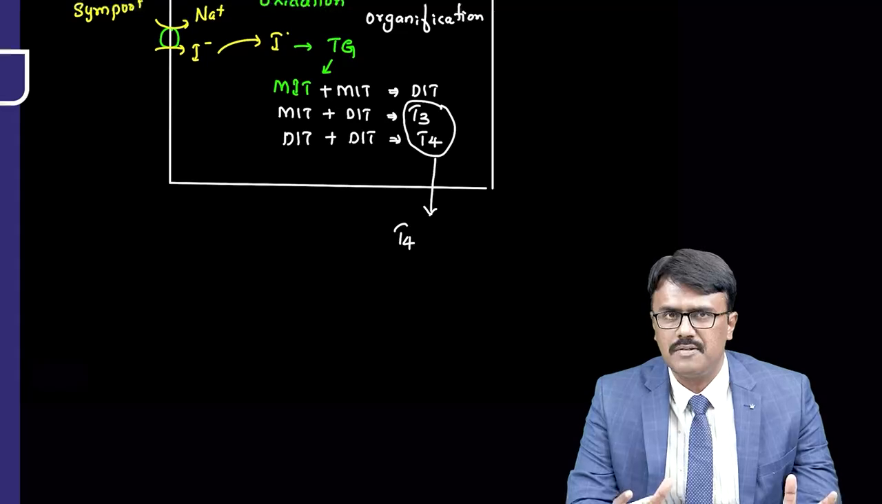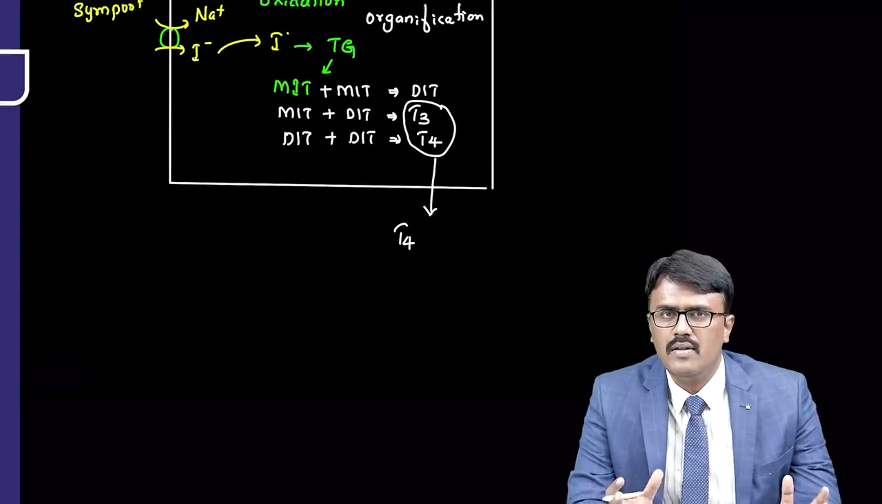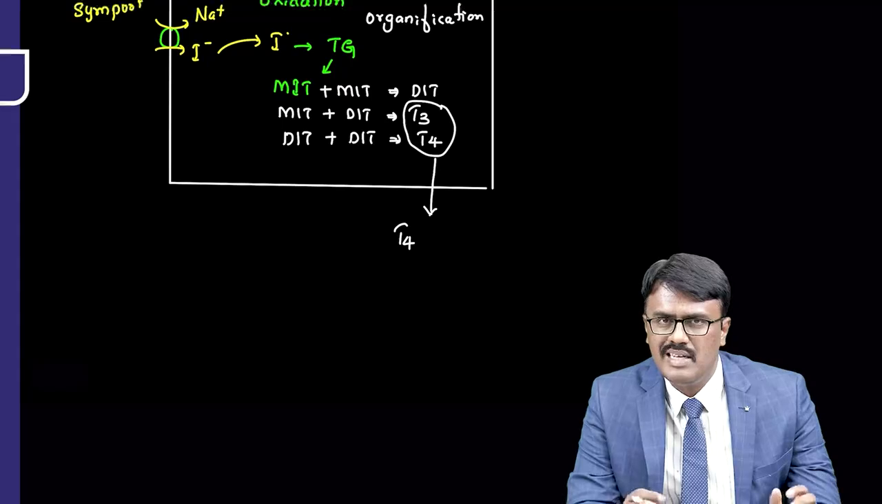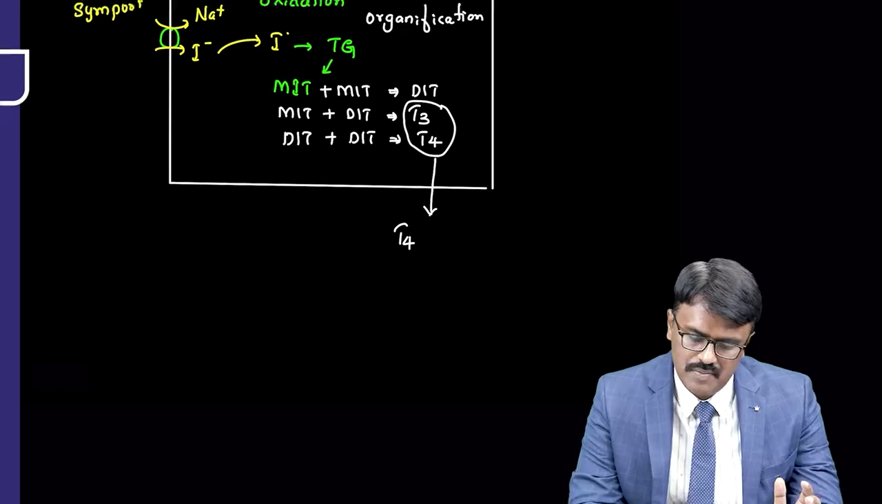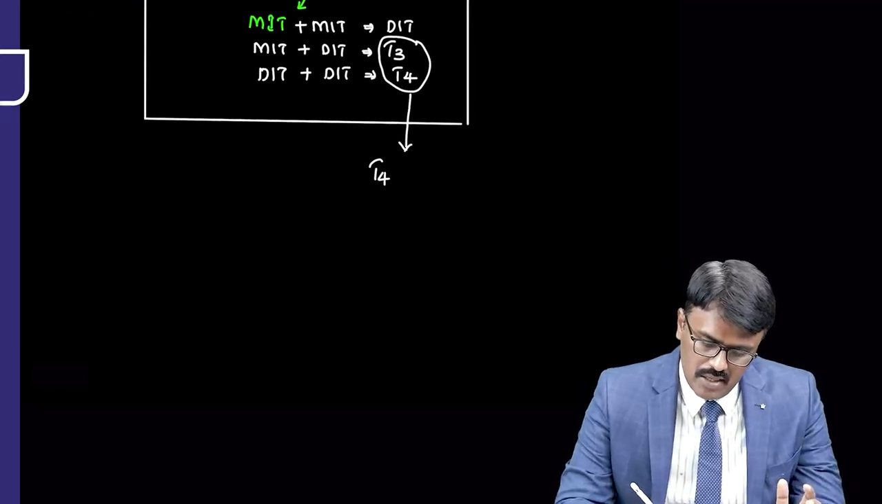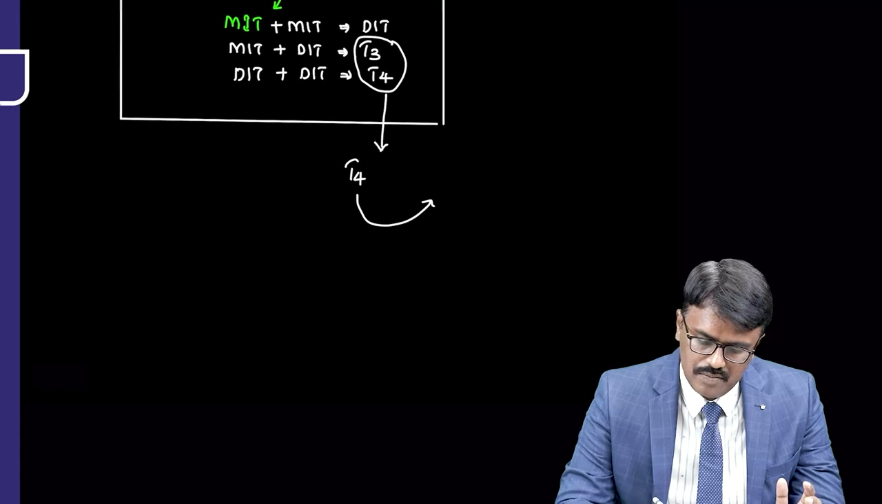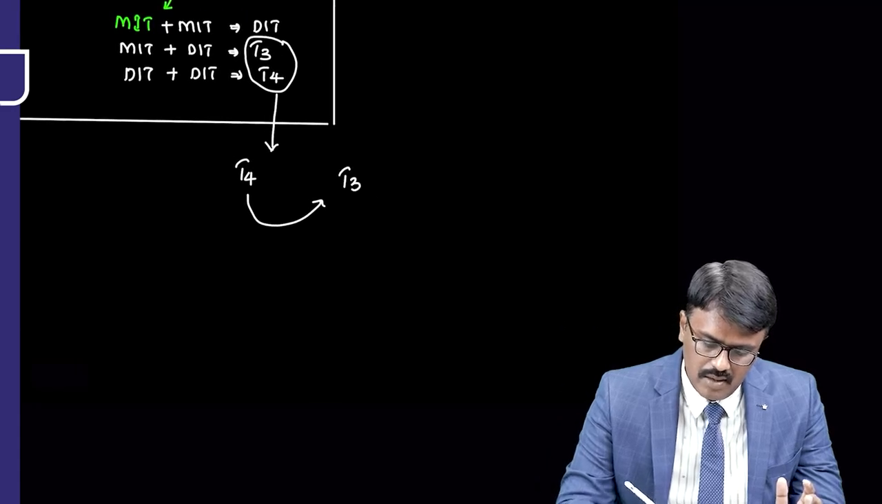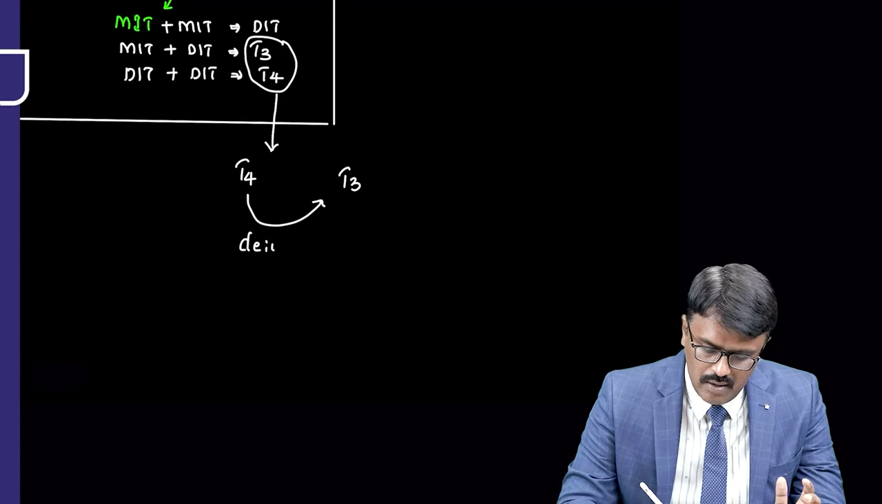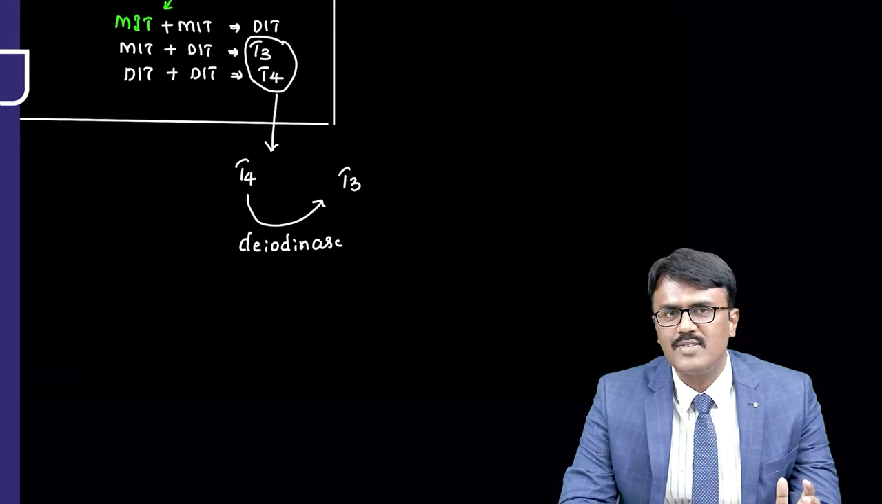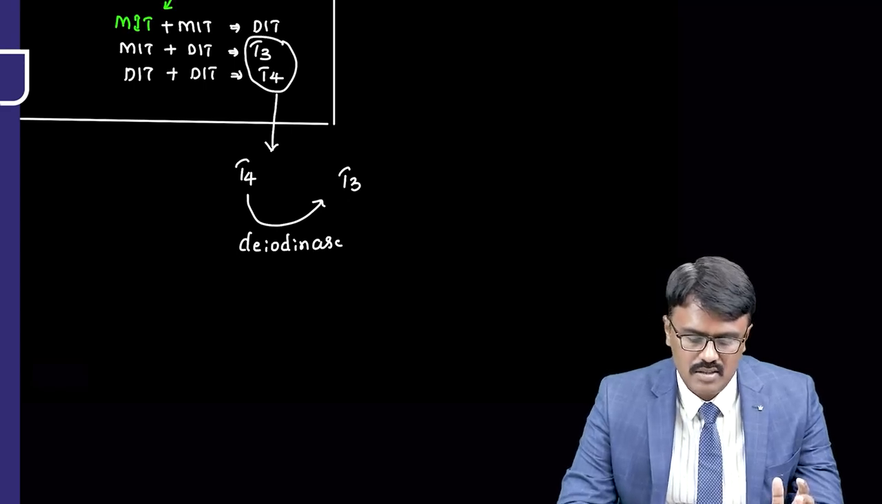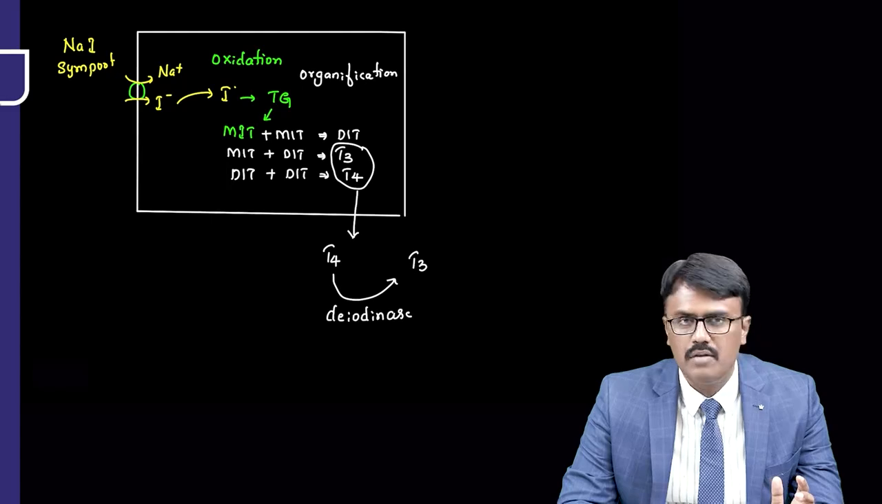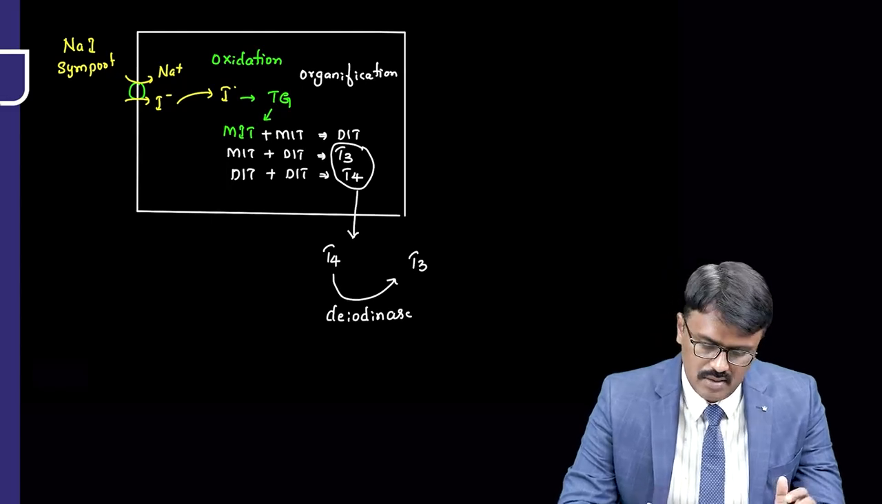See the beauty of nature. T3 is more active, that's why it is kept low. T4 is less active, that's why T4 is abundant in circulation. Now when T4 is released, it is converted into the active one, T3, and the enzyme is called deiodinase. So the enzyme which converts that is called deiodinase. So this is the meaning of thyroid hormone synthesis.